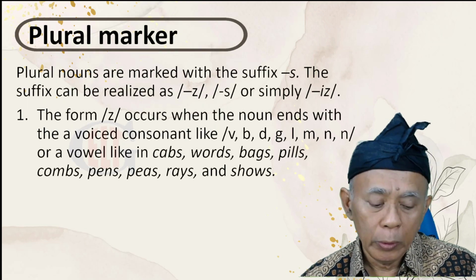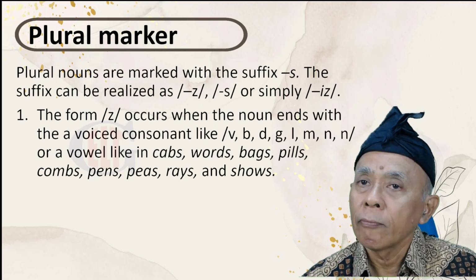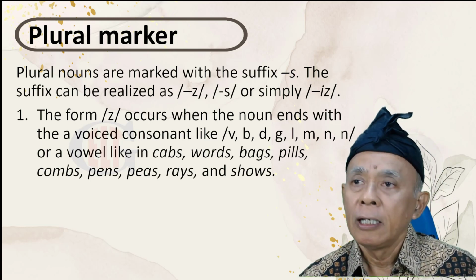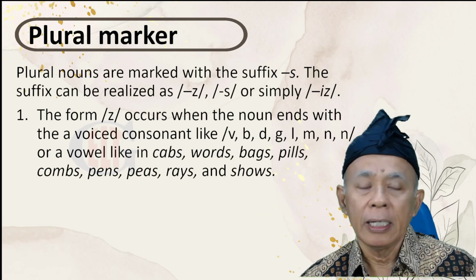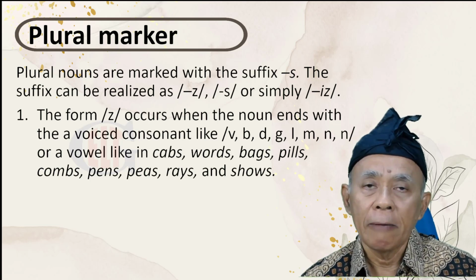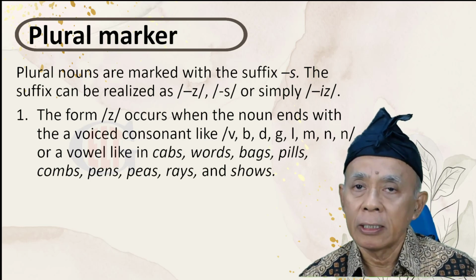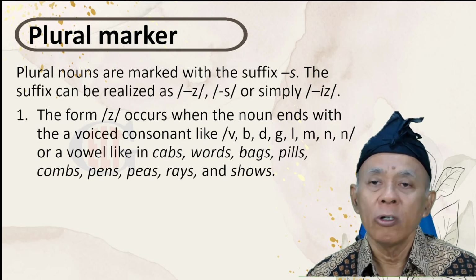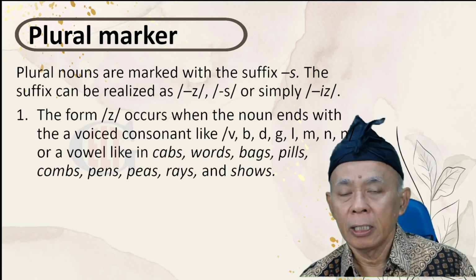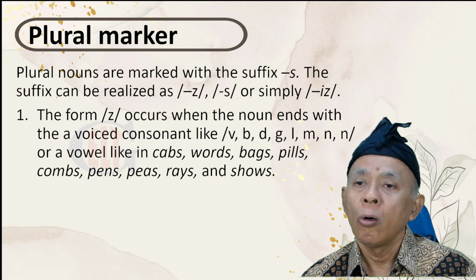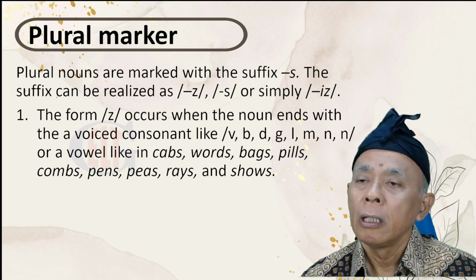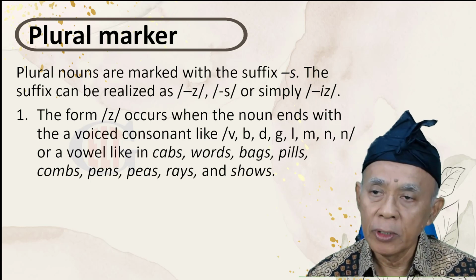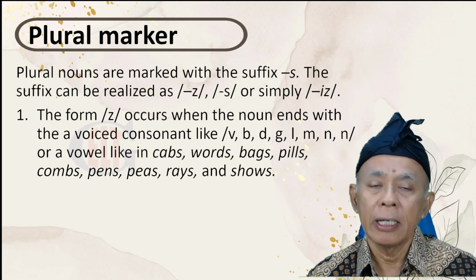Now let's continue with plural nouns. In English, plural nouns are marked with the suffix s. The suffix can be realized with the sounds z, s, or iz. The form z occurs when the noun ends with a voiced consonant like v, b, d, g, n, and ng, or a vowel. We have the words cabs, woods, bags, pails, combs, pans, peas, rays, and shoes.